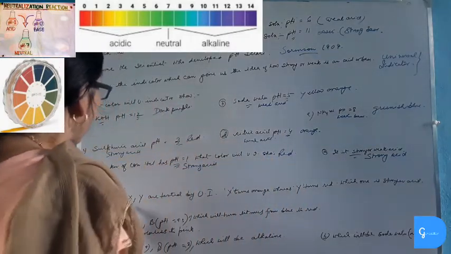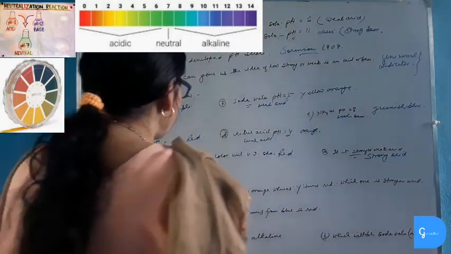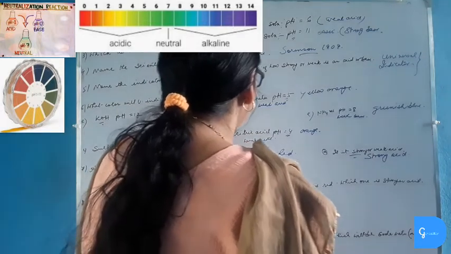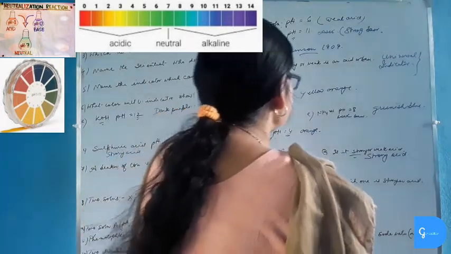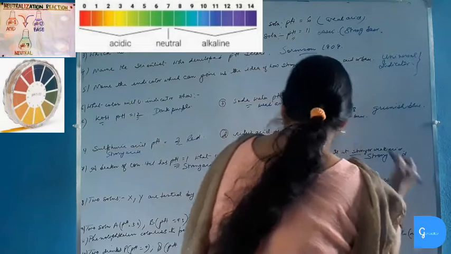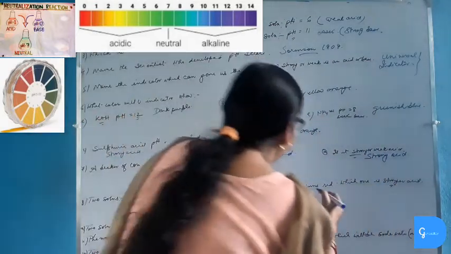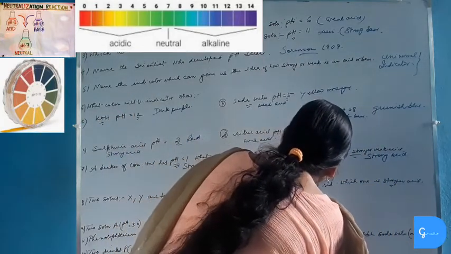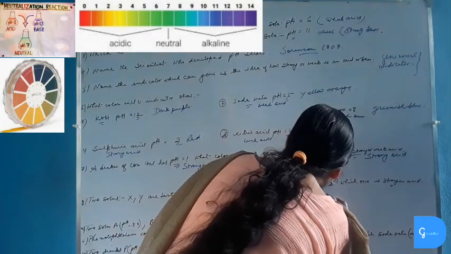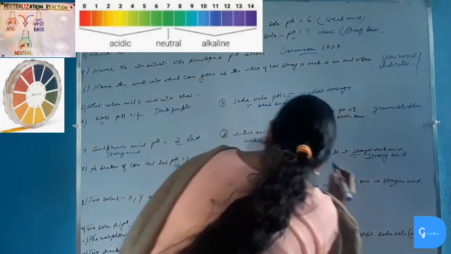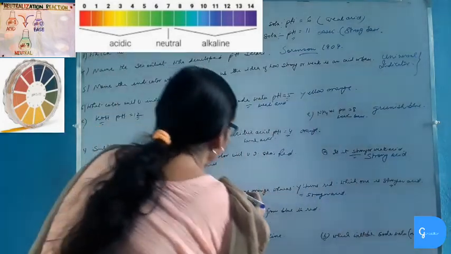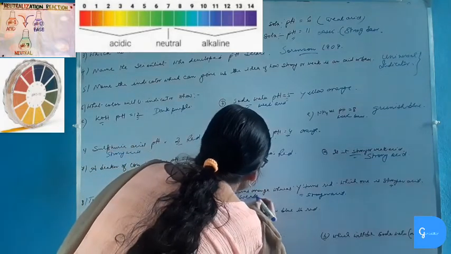Two solutions X and Y are tested by universal indicator. X turns orange whereas Y turns red. Which one is stronger acid? Stronger acid will give red color, so Y is stronger acid because it is giving red color, and X is giving orange color, so it is weak acid.